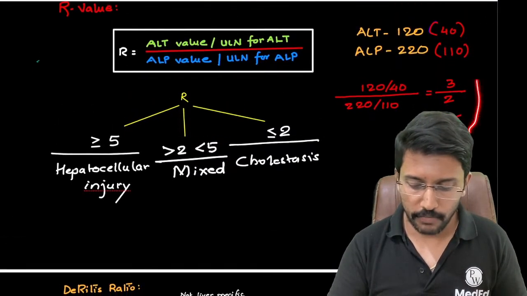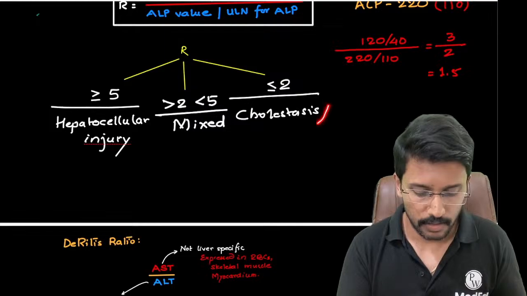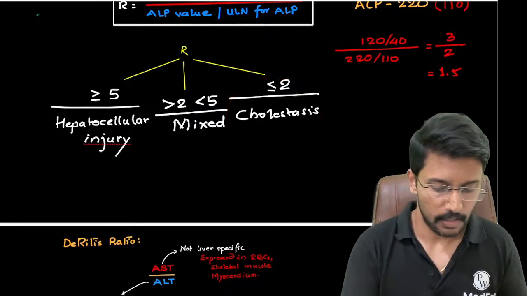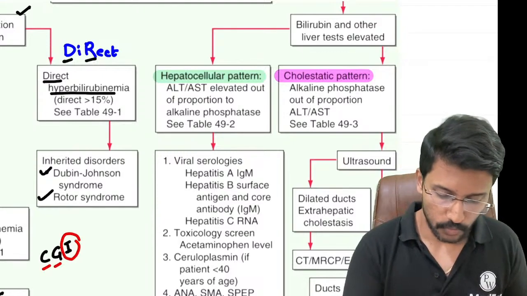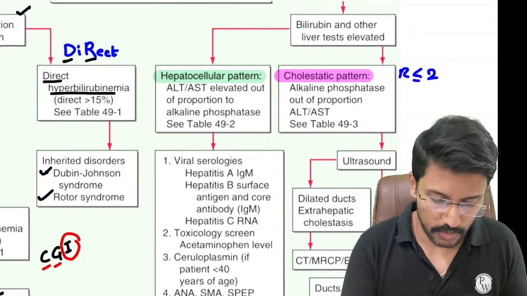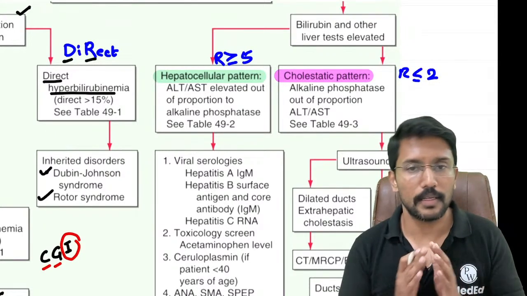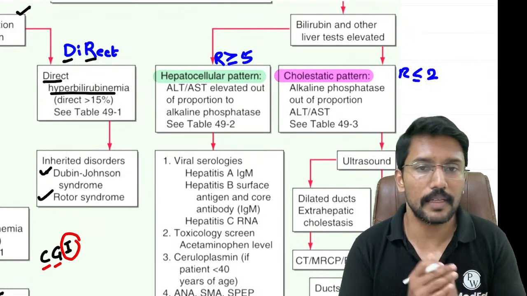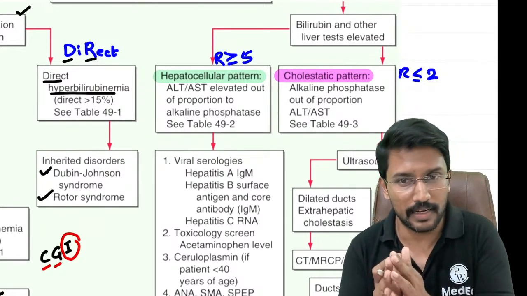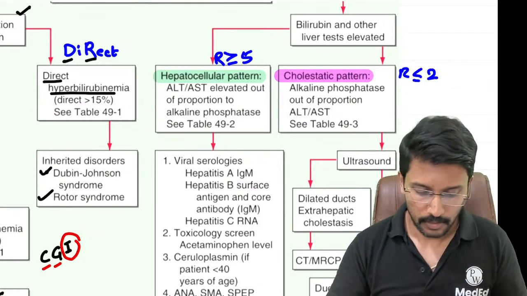So when we calculated the R value here, it is 1.5. That means whatever hypothetical number I gave you here has predominantly cholestatic injury pattern. Again summarizing, R value less than or equal to 2 is cholestatic pattern. R value more than or equal to 5 is hepatocellular injury. So once we have decided whether the patient has hepatocellular injury or cholestatic pattern for jaundice, how do we further approach, right?